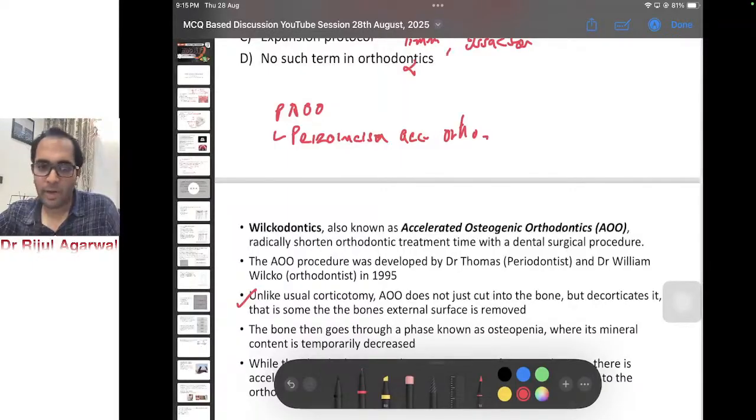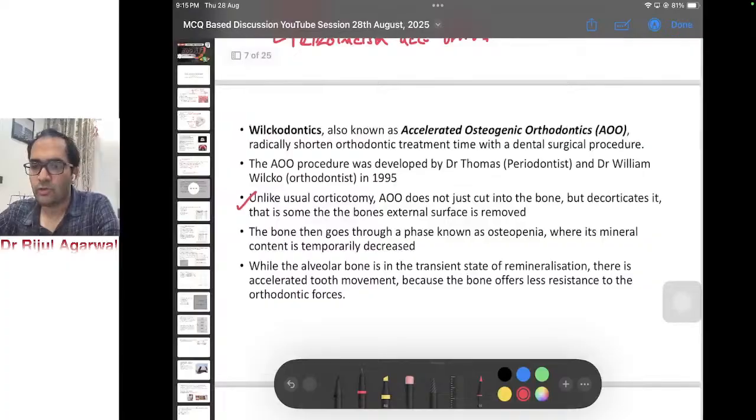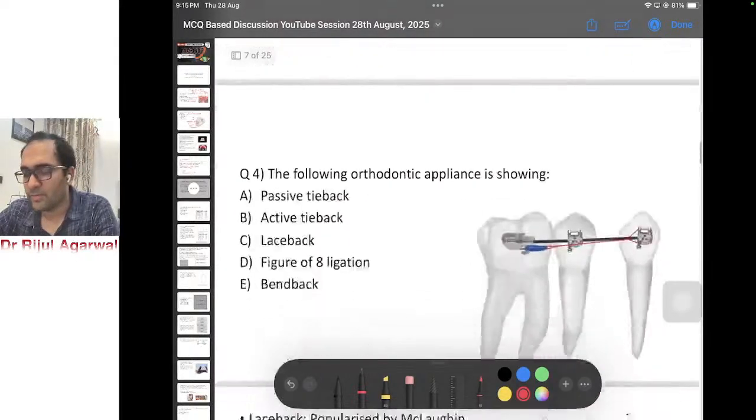Again, a very important part of your exam. So basically what we have to do is induce inflammation, so that the bone turnover rate increases and the tooth moves faster. PRP, PRF, there are other ways to accelerate the treatment.